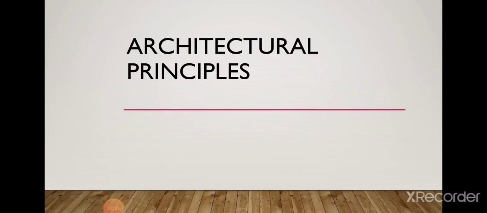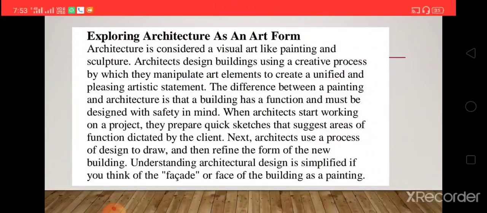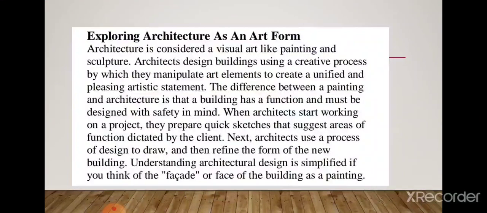So today we'll talk about architectural principles. So basically, what is architecture? Architecture is considered a visual art like painting and sculpture. Architects design buildings using a creative process by which they manipulate art elements to create a unified and pleasing artistic statement. The difference between a painting and architecture is that a building has a function and must be designed with safety in mind.